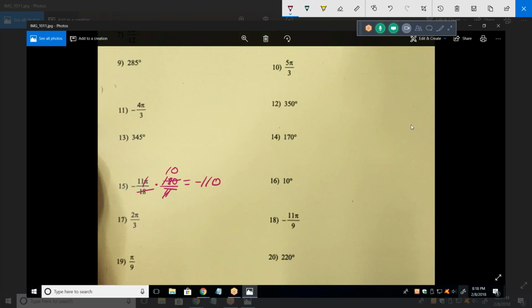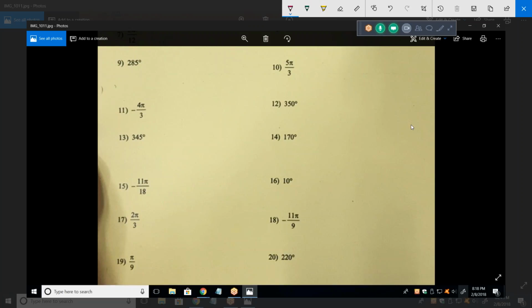So sometimes the conversion factor is the way to go, especially apparently if the denominator is 18 and it's in radians, because you know your conversion factor is 180 over pi, so that's going to work out real nicely.